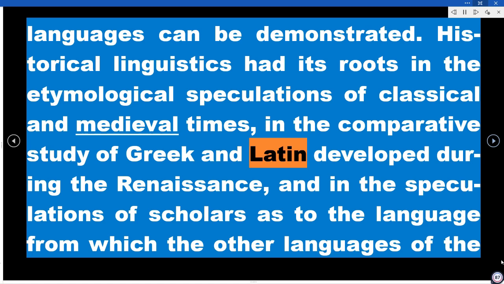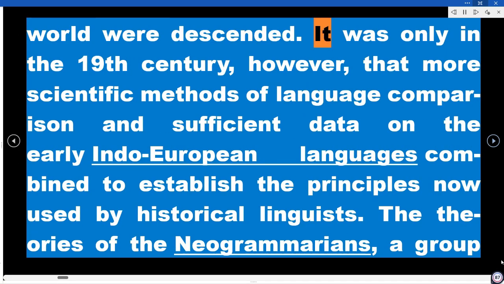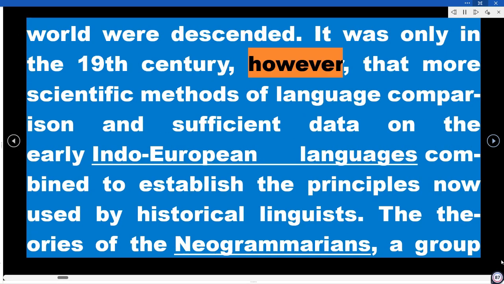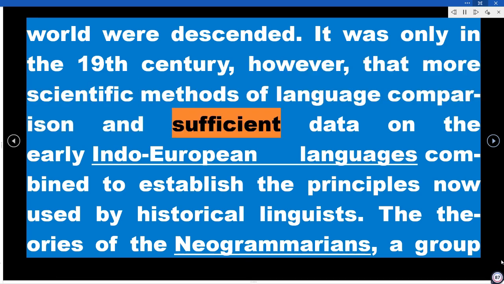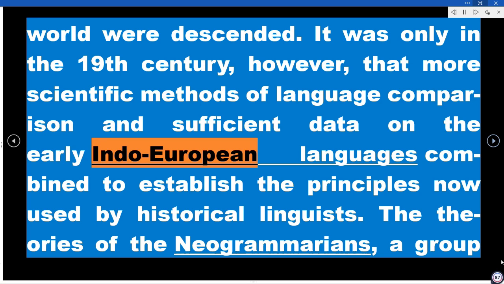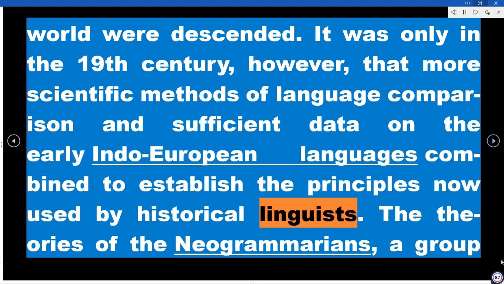comparative study of Greek and Latin developed during the Renaissance, and in the speculations of scholars as to the language from which the other languages of the world were descended. It was only in the 19th century, however, that more scientific methods of language comparison and sufficient data on the early Indo-European languages combined to establish the principles now used by historical linguists.